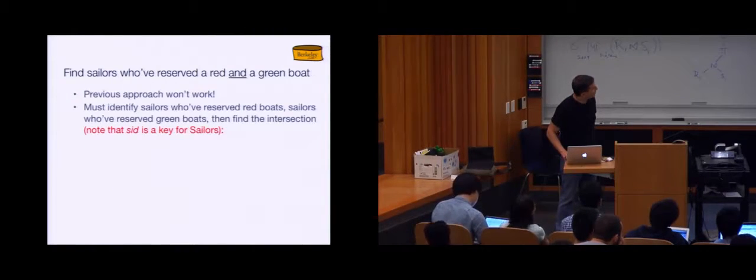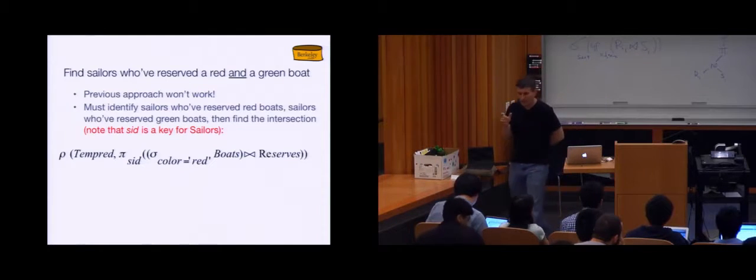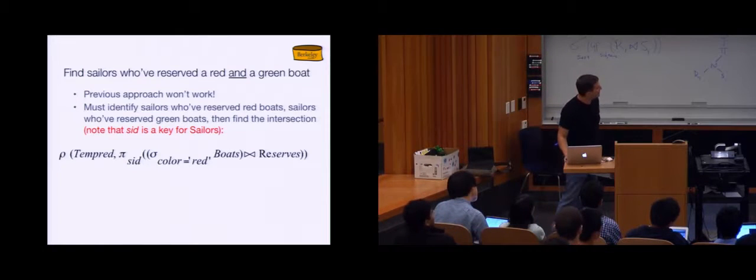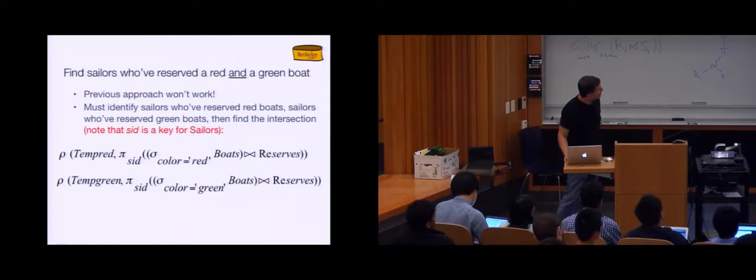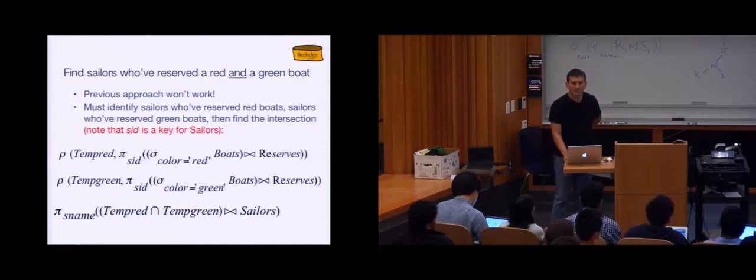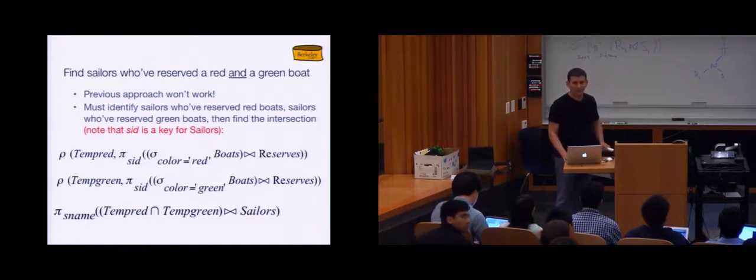So we're going to identify sailors who reserve red boats, sailors who reserve green boats, and find the intersection. Now, happily, SID is a key for sailors. There's only one row in sailors for each SID. So we can find SIDs from both of those two things and just intersect the SIDs. There's the red boats, temp red. There's the green boats, temp green. You take these two views and form their intersection and join it with sailors. And then you can project down to S name. And in both cases, the only column we needed was SID from those two things.